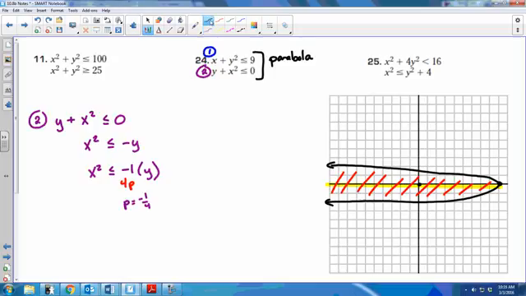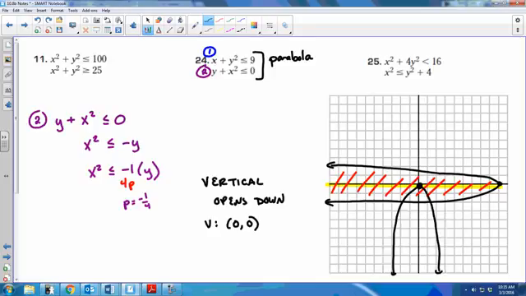X squared is a squared term, so is this horizontal or vertical? Vertical. And since p is negative, does it open up or down? And what is the vertex? 0, 0. So 0, 0 opens down. So again, just eyeballing those, right?